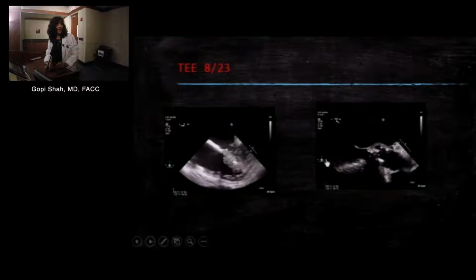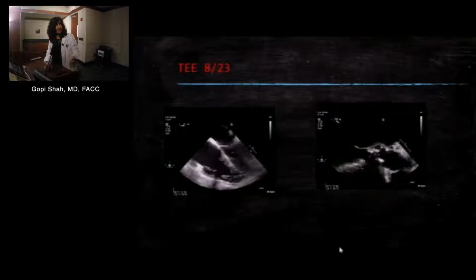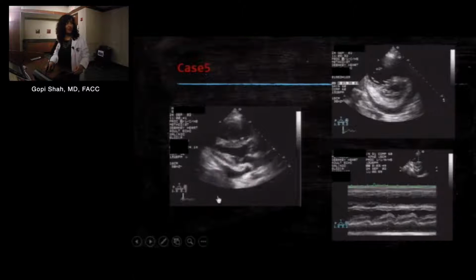He gets evacuated. This is a follow-up TEE that was done. And as you can see, beautiful results and beautiful recovery for the patient. So often things can be dynamic and change. One of the things that is very important to realize with tamponade or effusions is the interplay of the intracardiac pressures. So this is a lady who was admitted with shortness of breath, tachycardia, hypotension, with known history of pulmonary hypertension.